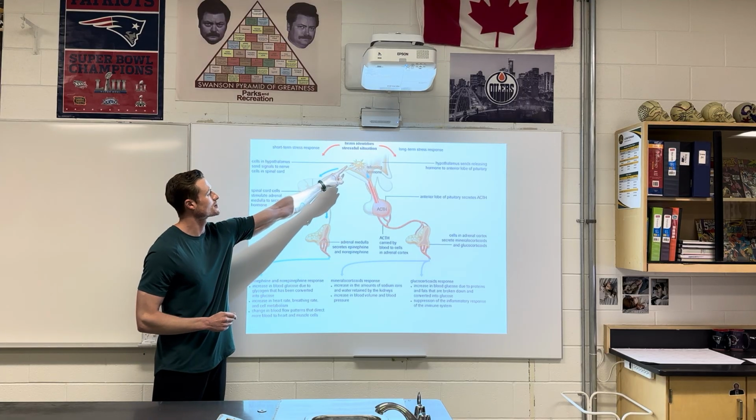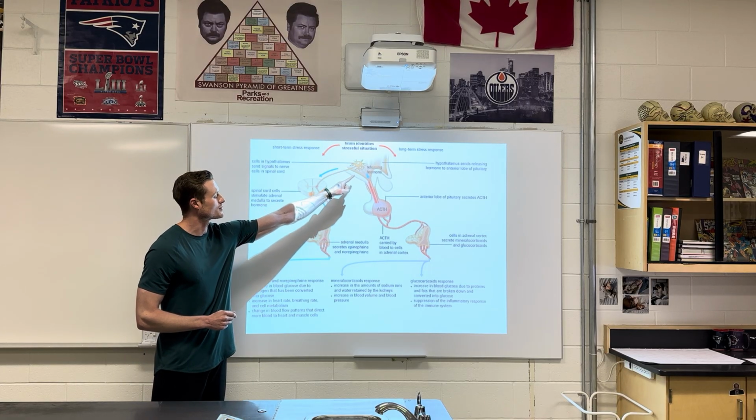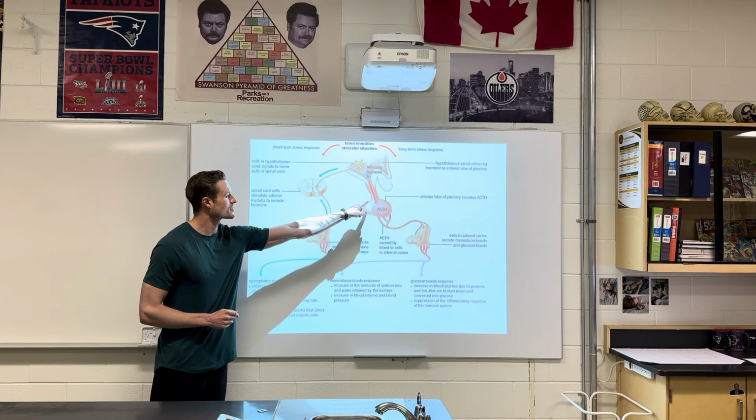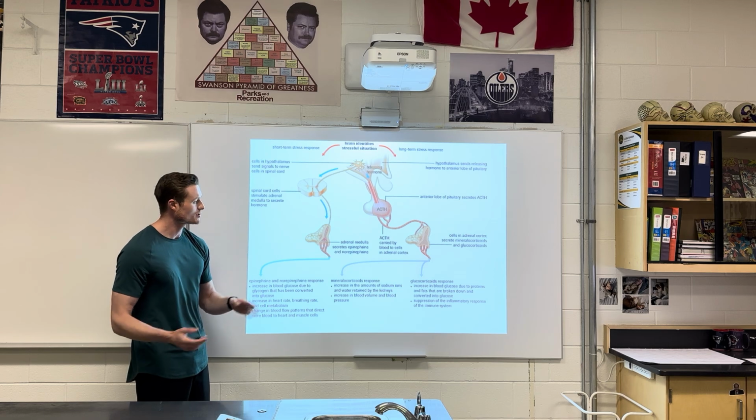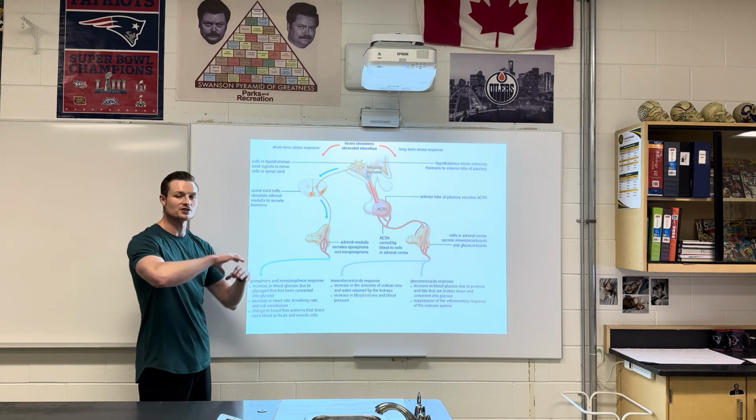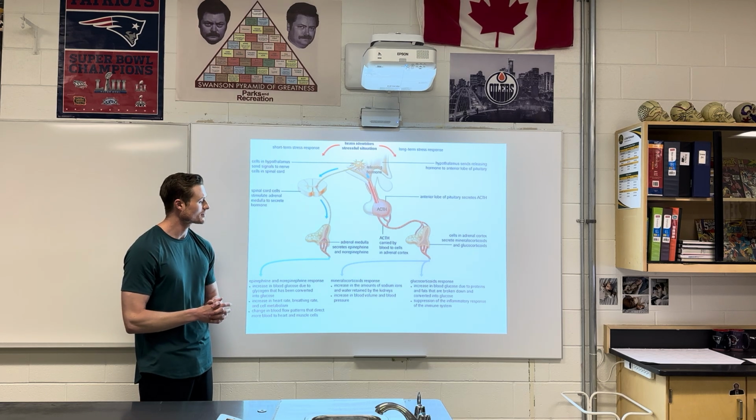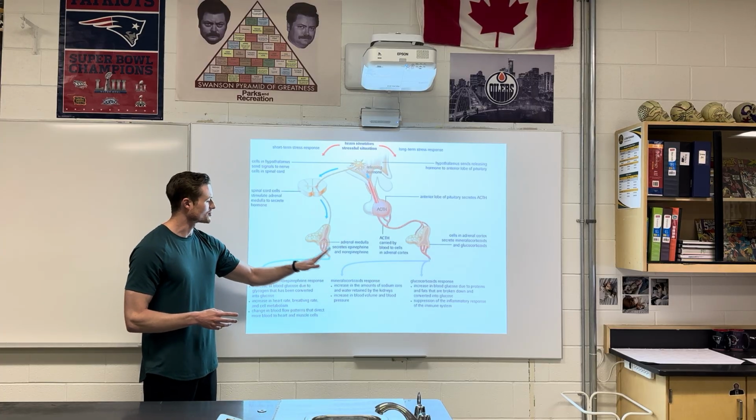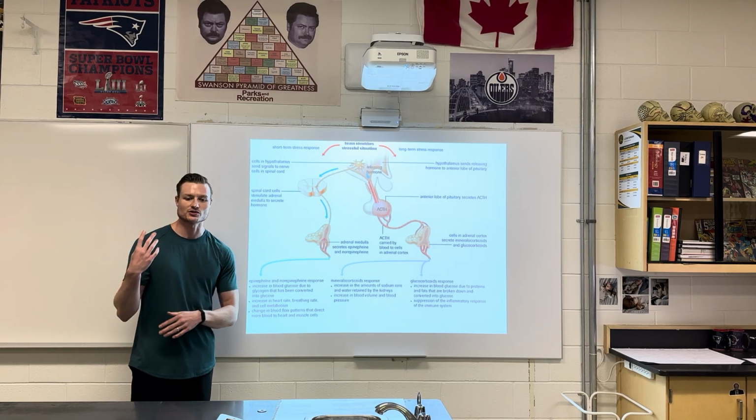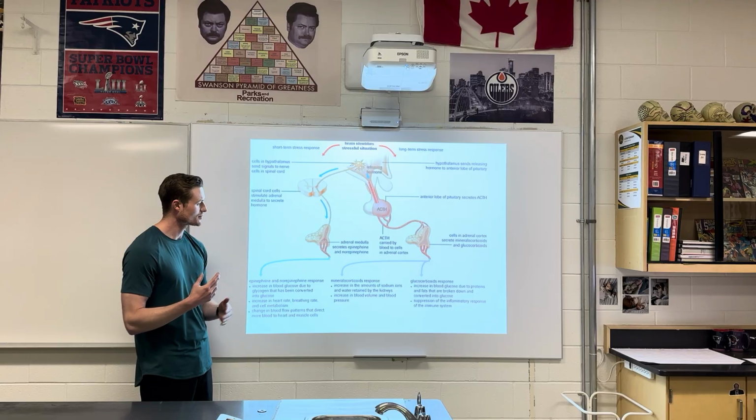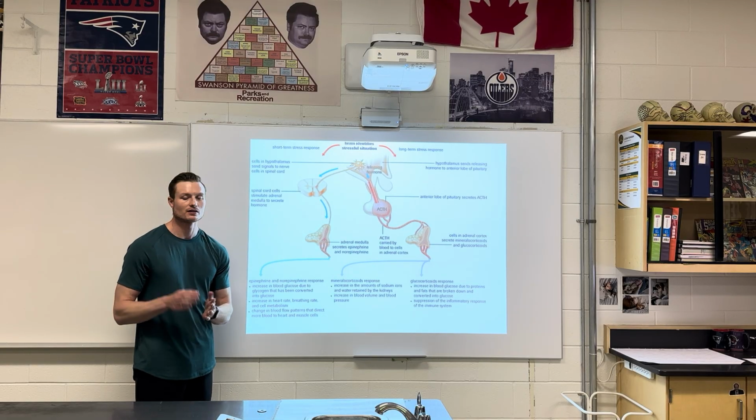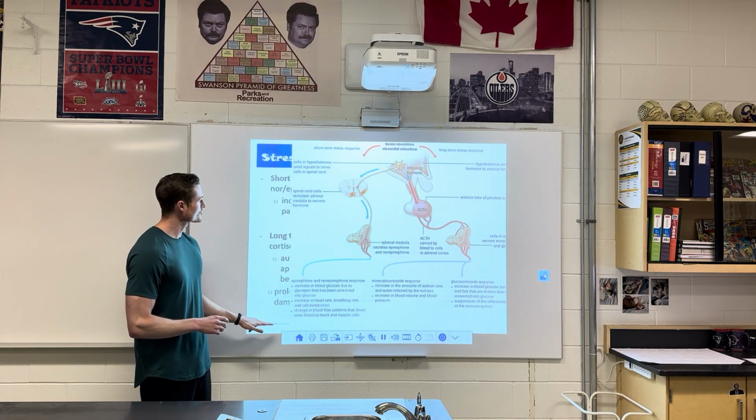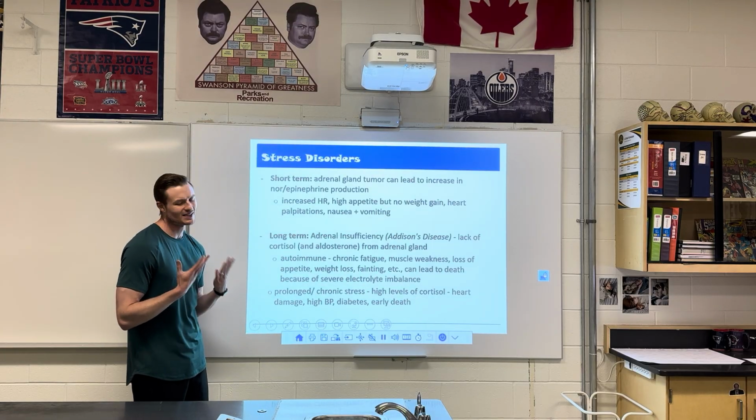Long-term, we see a releasing hormone from the hypothalamus down to the anterior pituitary. ACTH is released into the bloodstream, travels to the cortex, which is the outer part of the adrenal gland, and then it releases your aldosterone. That's going to impact your sodium and your water retention, and then your cortisol, which is your main long-term stress hormone.